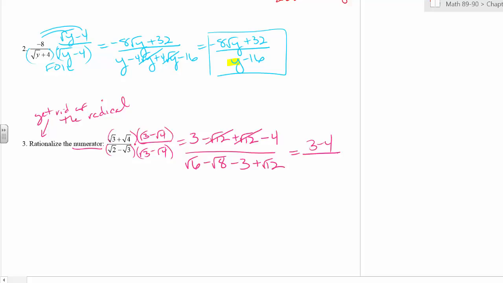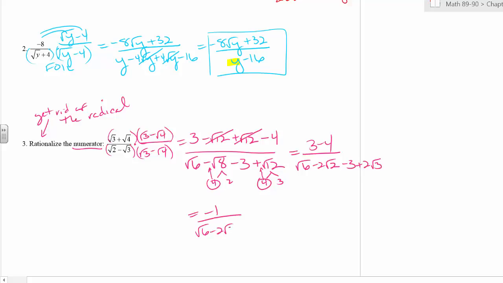The square root of 6 is fine, but you can break down this 8 as 4 times 2. So the 4 comes out as a 2, so we get minus 2 root 2, then minus 3. 12 can also break down. It's 4 times 3, so this 4 comes out, just like the other 4 came out, as a 2, so we get plus 2 square roots of 3. Almost done. On top I have negative 1. On bottom, we have no like radicals, so we just recopy all of that.